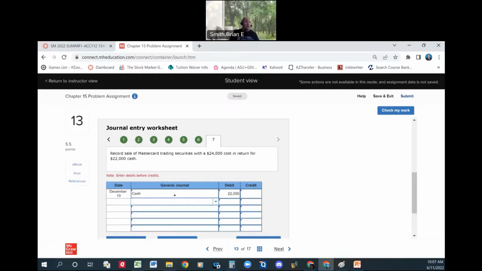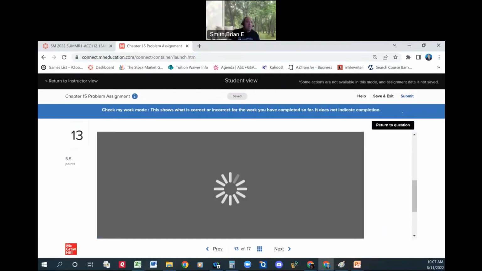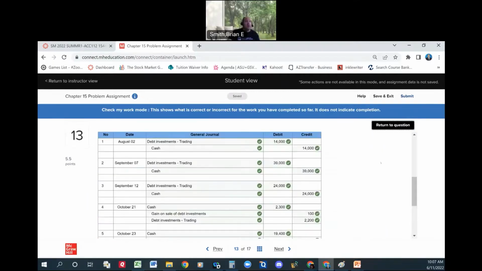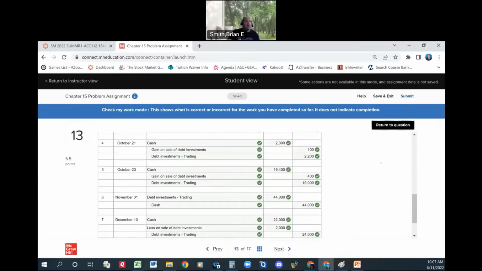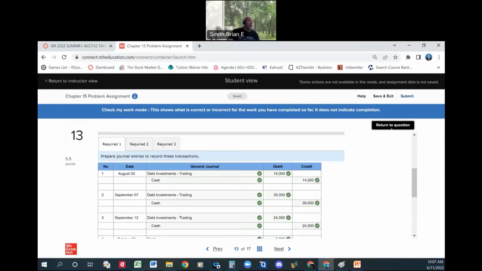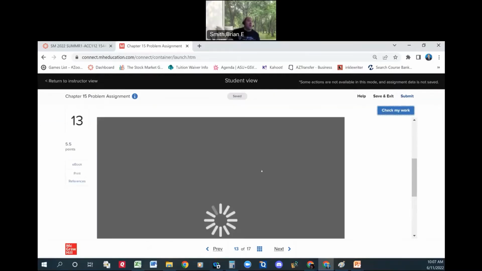We're going to have a loss on sale of debt instruments for, looks like $2,000. And then trading securities investments. All right, let's see if we're done with this problem. Looks good. Answer is not complete. Which one of them didn't take? Oh, it's because there's other requirements. That's why. All right, so with those, let's go ahead and see what we got to do left.